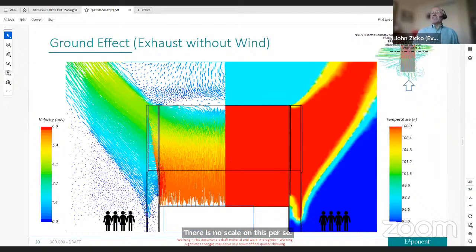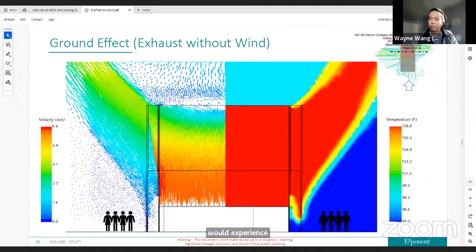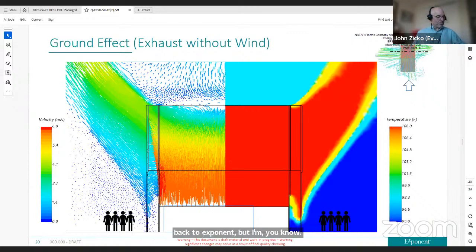But the intent of this illustration was that a person, of a height that I can't state, at ground level, illustrates what they would experience. Mr. Zico, would that be a pretty easy thing to do a record request on, just to confirm what the scale of this drawing is? If a record request were made, I would have to go back to Exponent, but they would be the people who would be in the best position to say what that scale is.